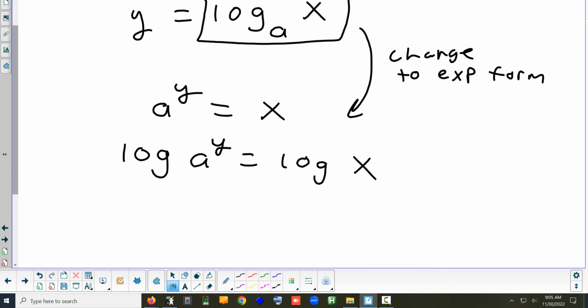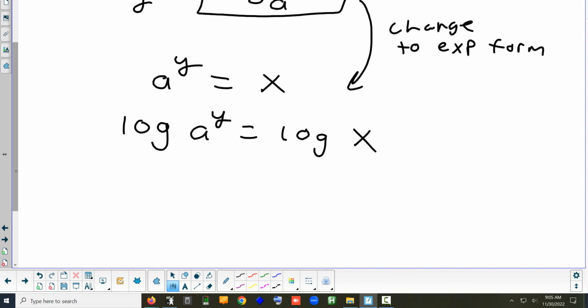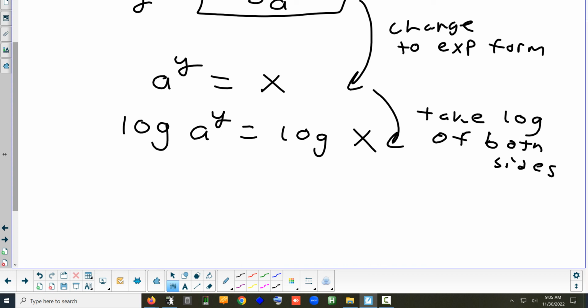Now, when I took the log of both sides, what base am I assuming here? 10. That's good. We have a button for base 10. We don't have a button for base a, but we do for base 10. Okay. Now, what can I do with the y? Yeah? Did you put the y in front? Yeah, now we put the y in front. So to get from this step to this step, take log of both sides. Now move the y in front. So we have y times something equals something.